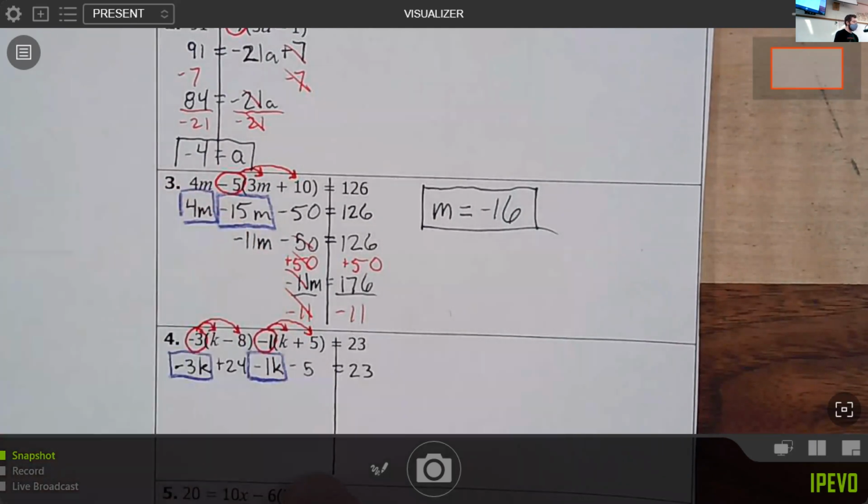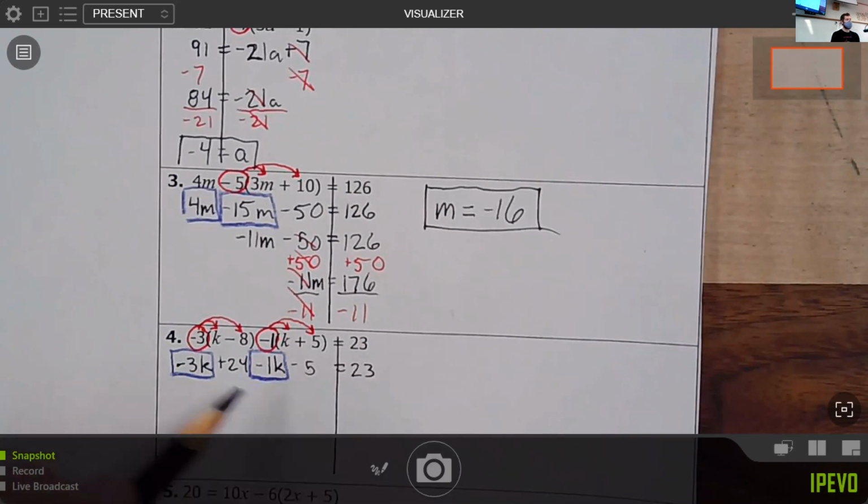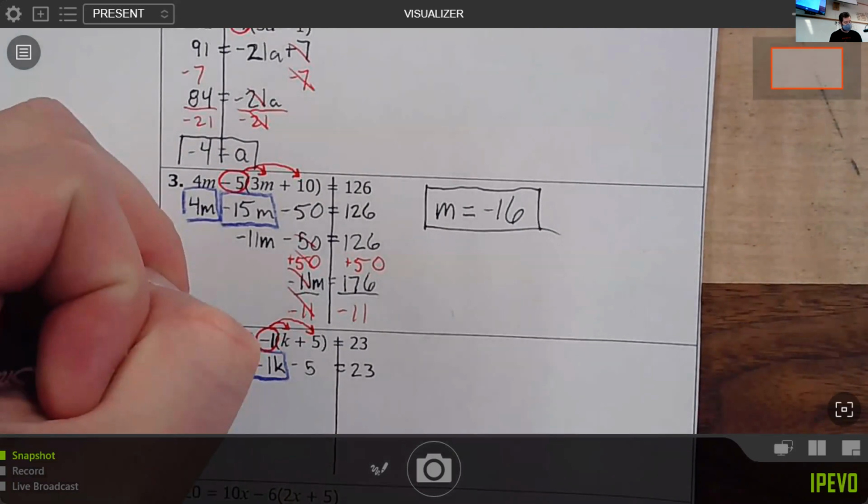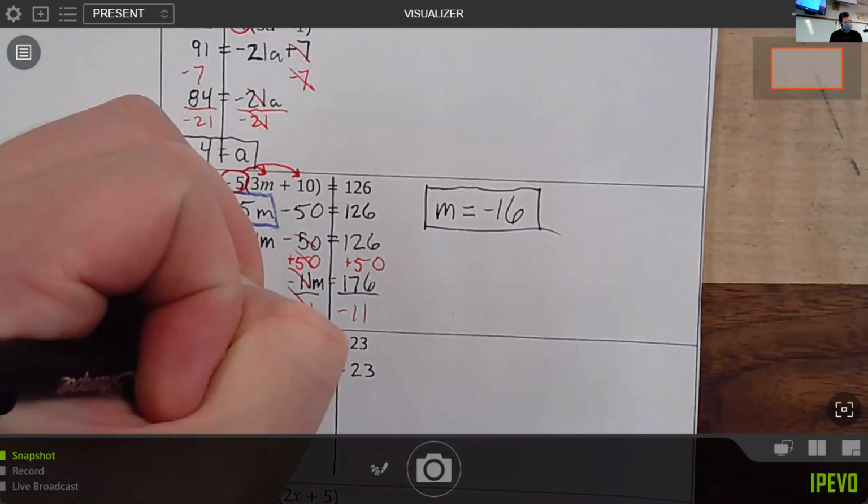Remember that anytime you are putting your shapes or whatever around the terms that are like terms, always include the symbol to the left of the term. If it's a plus, make sure that you include the plus when you circle it or put a box around it. If it's a minus, include that as well. And then we have a +24 and a -5.